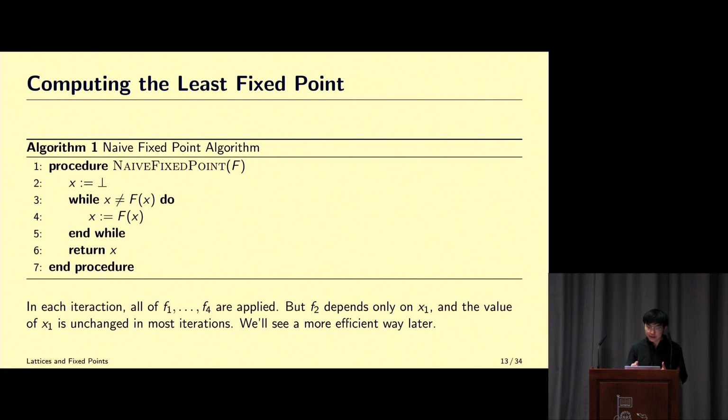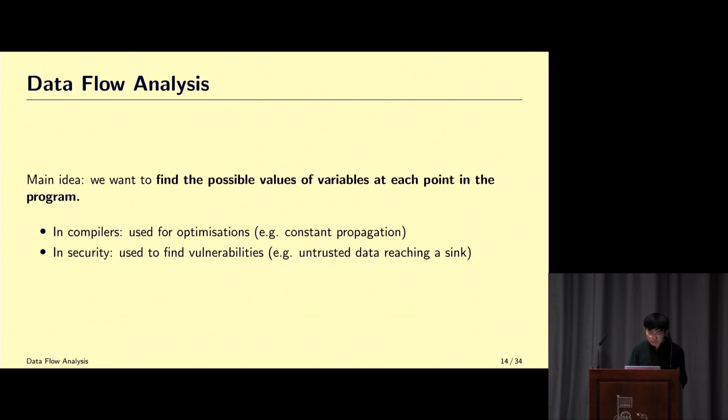But this is very inefficient. In the dependencies that we had earlier, the fourth line is dependent on the third line, but the third line does not depend on the fourth line. So we're doing a lot of wasted work here, because we're applying all of the functions regardless of the dependencies, and we'll see a more efficient way later. But this does give us something we can talk about in order to understand data flow analysis.